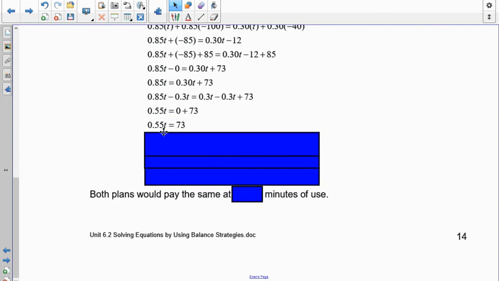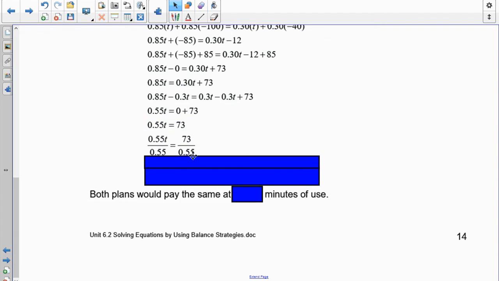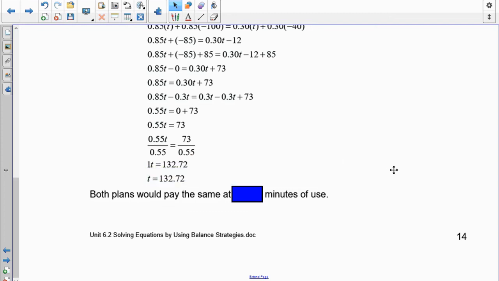We're multiplying by 0.55, so we're going to divide by 0.55. And whatever I do to the left, I've got to do to the right. This cancels, leaving me with 1t. On the right-hand side, I have 73 divided by 0.55, which is 132.72 minutes. Okay, so at that point, 132.72 minutes, these two plans will cost the same.